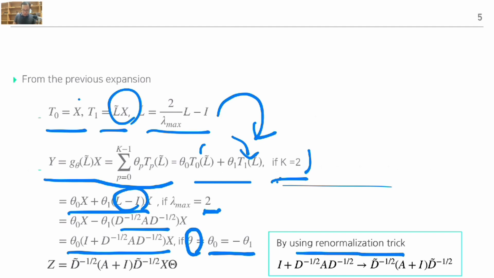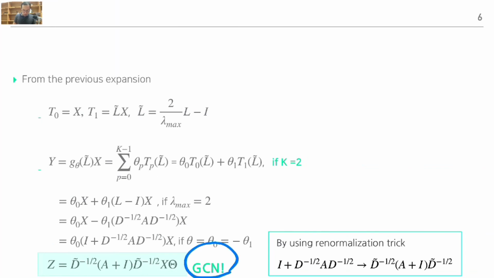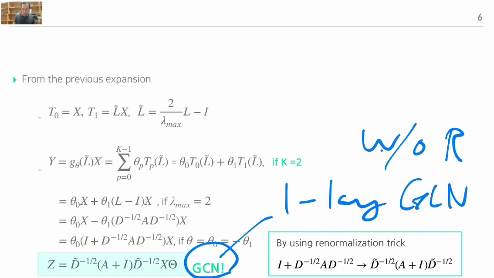So we substitute this one with this one. They are mathematically not the same as this one. That's why we call this the trick. And when we put this here, that is actually the same as this is the Z, and this is the same as the GCN. So this is a one layer GCN, without the ReLU.